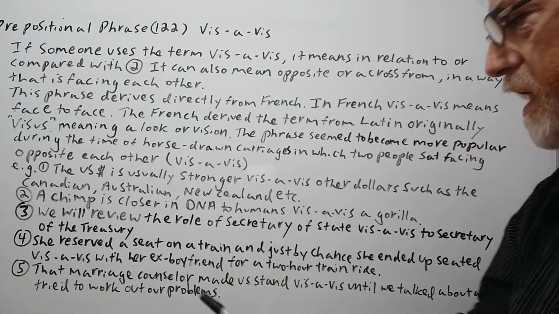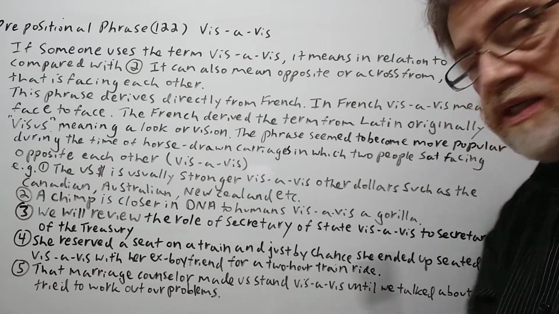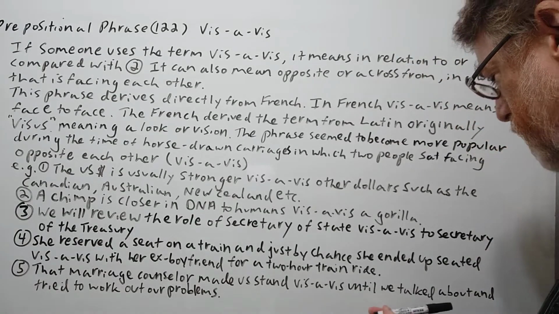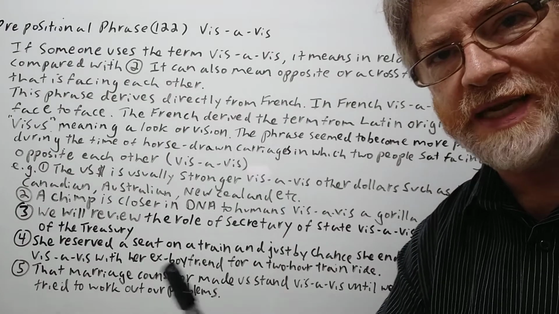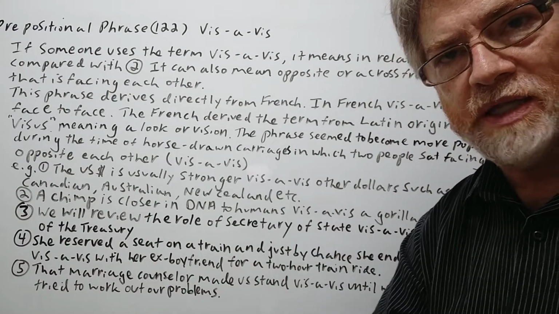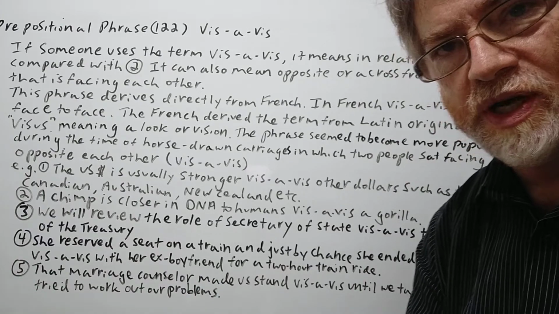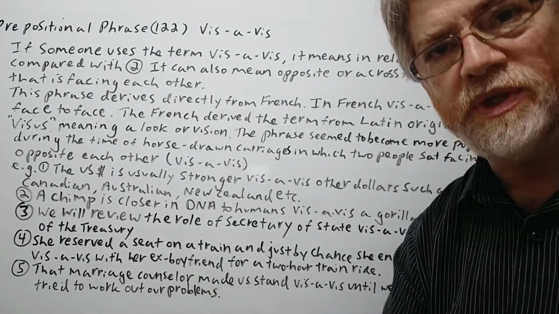Number 5. The marriage counselor made a stand vis-a-vis until we talked about and tried to work out our problem. So maybe this was one technique that he was trying to make the couple finally start talking to each other and figuring out a way to deal with their problems.